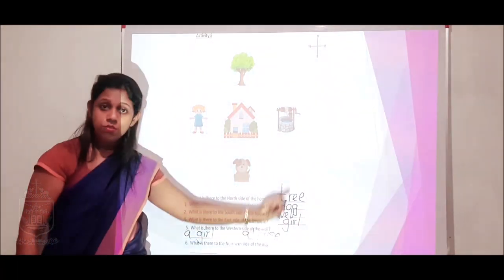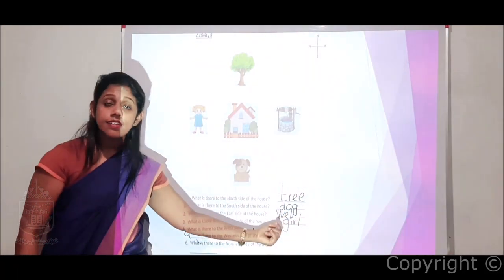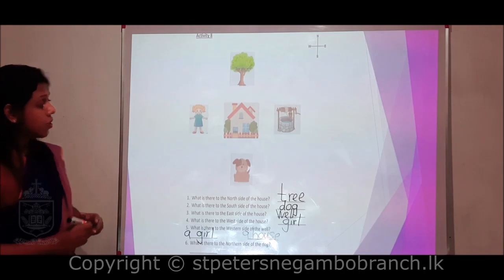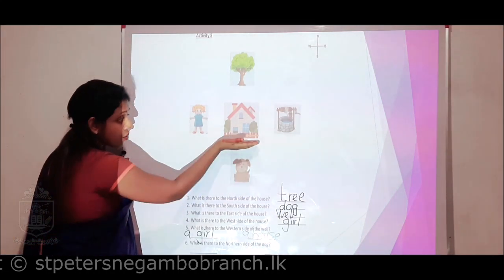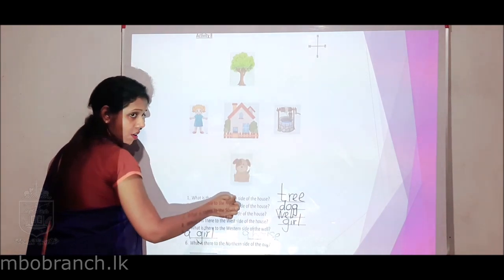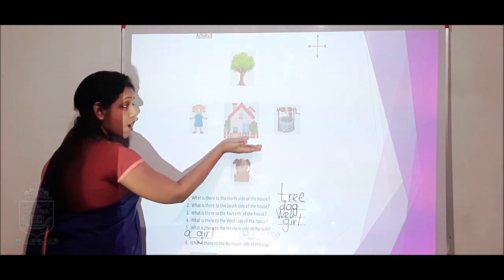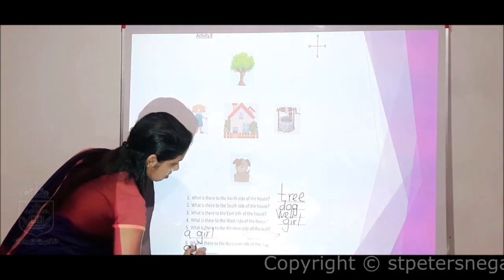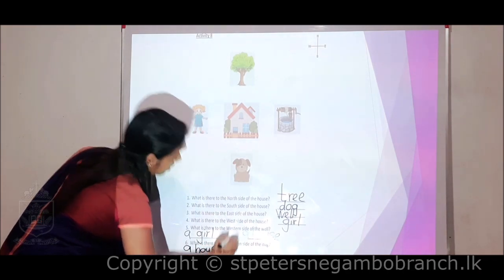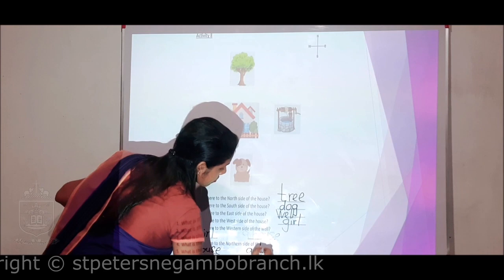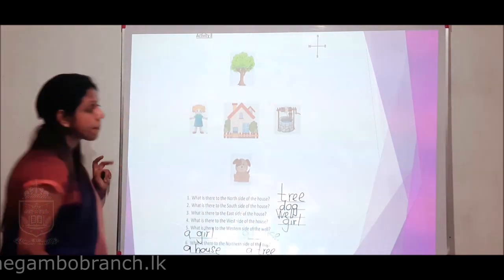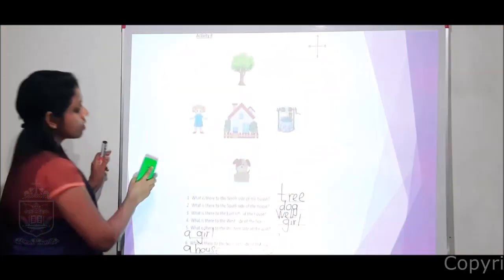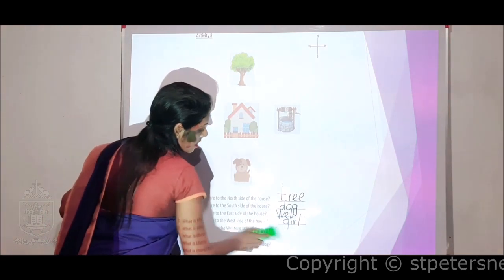Here also you can use a tree, a dog, a well, a girl. Right. What is there to the northern side of the dog? So this is the dog. So we can find a house and a tree in the northern side of the dog. So you can write a house and a tree. So, right. Is it clear? Yes. So we'll move to the 9th question now.